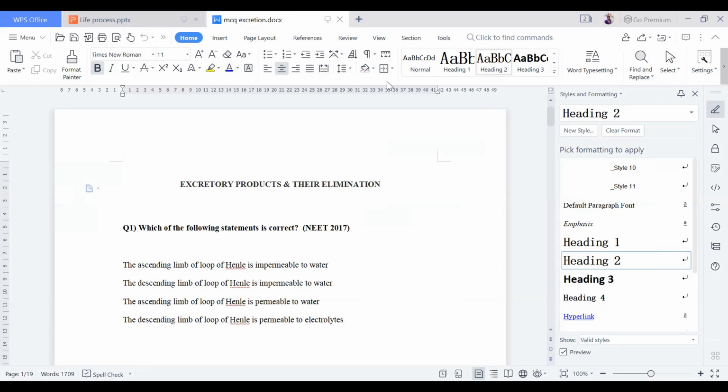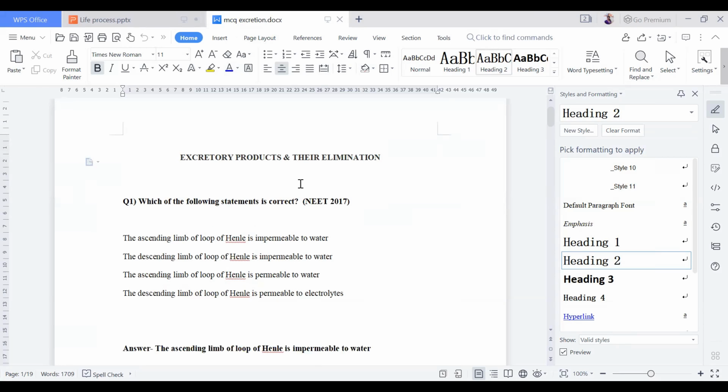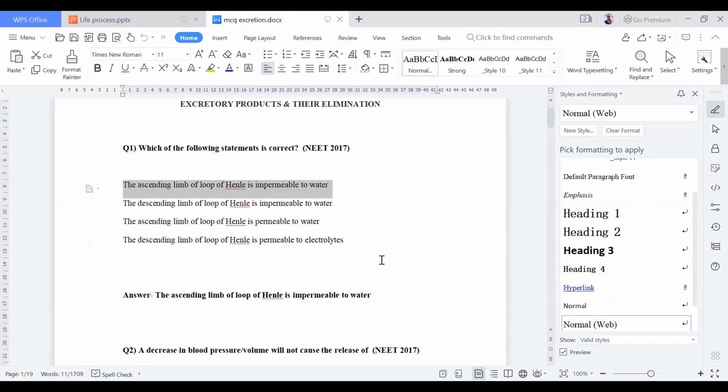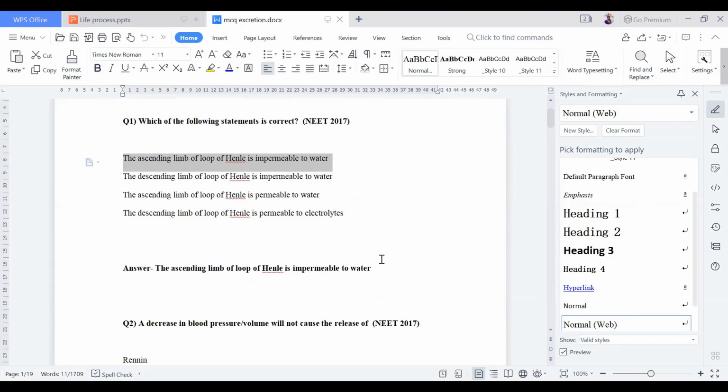Option A. Okay. Nayana said option A. So let me see the answer. The ascending limb of loop of Henle is impermeable to water. Very good. Option A is the right answer. You have given the right answer. Good.